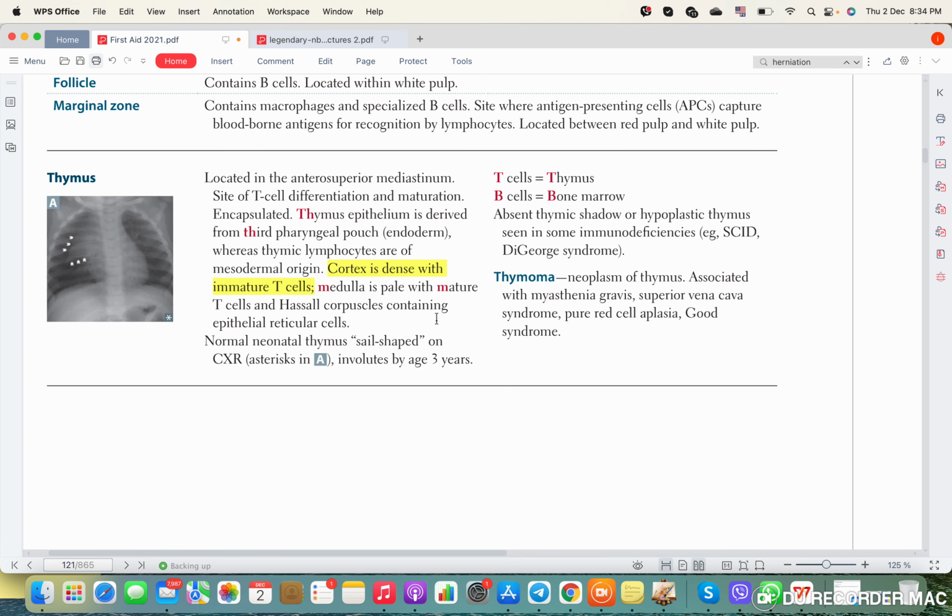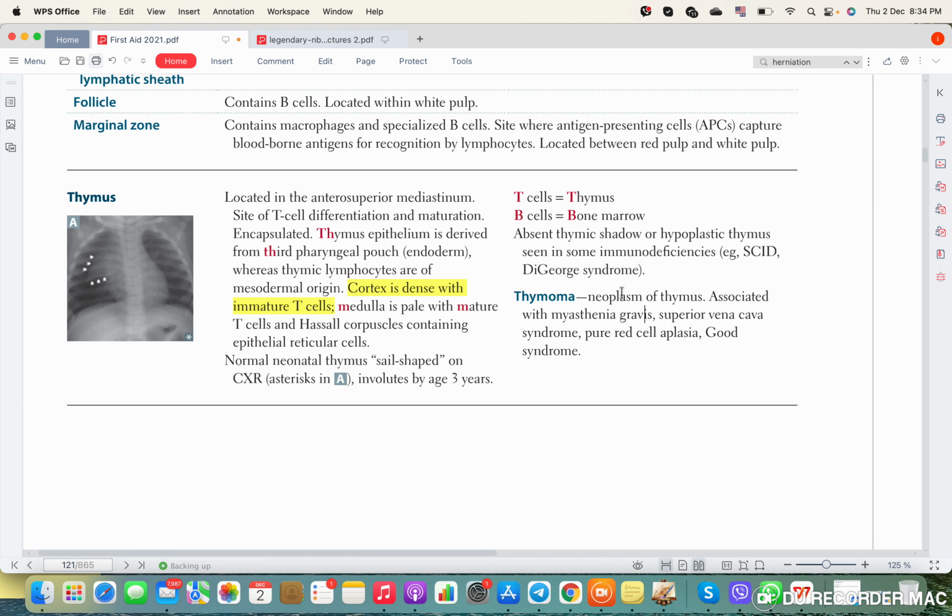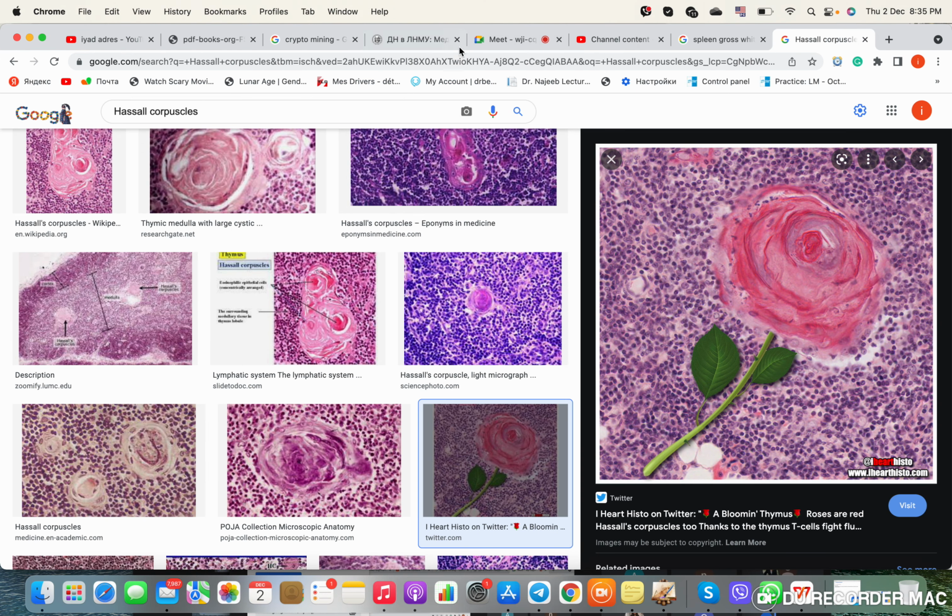Yes. Okay, so thymoma is basically a neoplasm of the thymus. It's associated with myasthenia gravis, which is a disease that leads to motor dysfunction, basically due to production of antibodies against the neuromuscular junction, which leads to motor dysfunction. It can also lead to superior vena cava syndrome, in which it occludes your superior vena cava. So let's take a look at that.